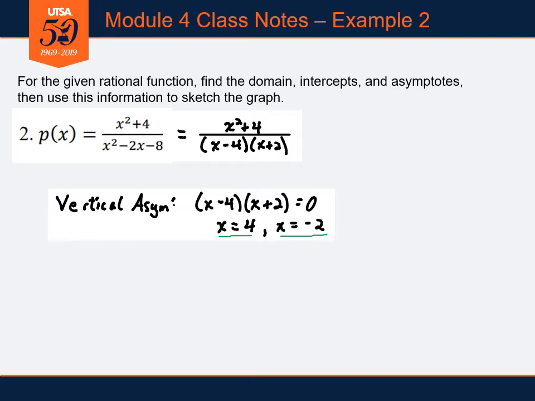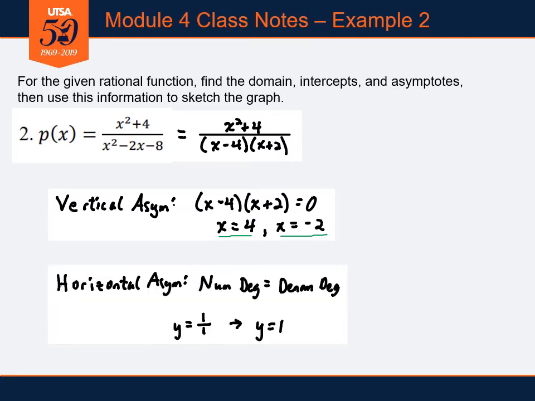For the horizontal asymptote, singular, we once again compare the degrees of the numerator and denominator, which are 2 and 2 here.